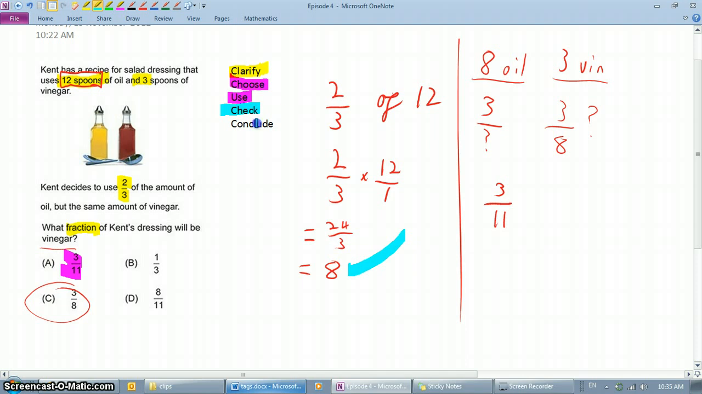And to conclude, in this case, again, multiple choice, we just highlight the answer. However, if we were to answer in sentence form, the same as the question was asked, we would say the fraction of Kent's dressing that will be vinegar would be 3/11, and we could write that as a fraction.